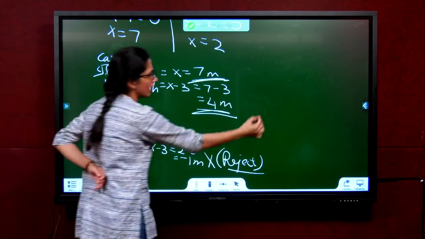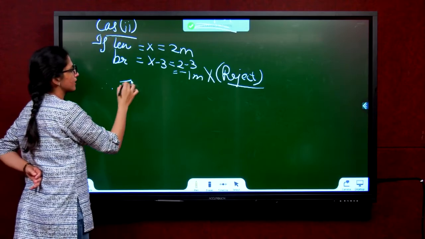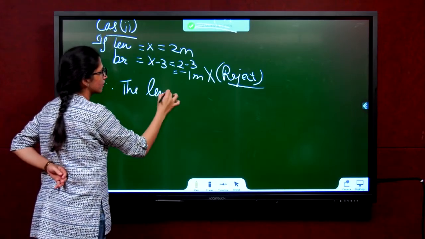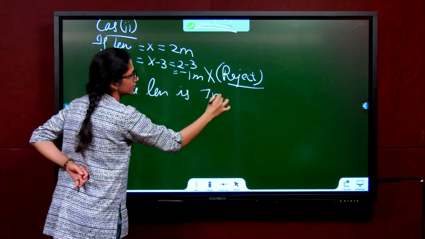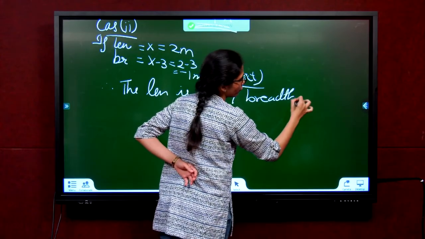Final conclusion you have to write down. Therefore, the length is 7 meters and breadth is 4 meters.